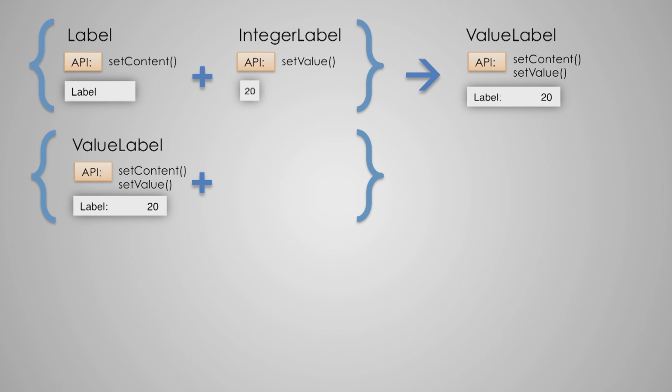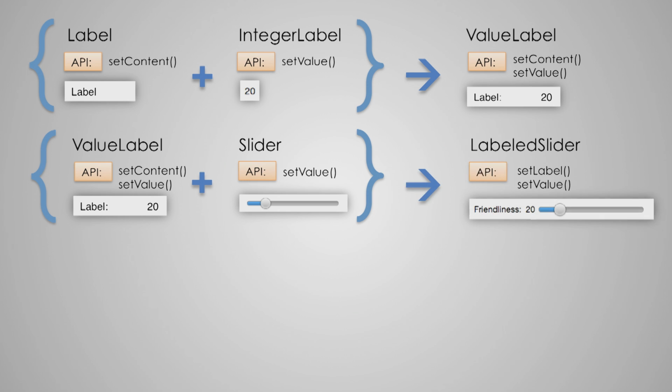So we can take this value label and then combine it with a slider that we just made, right? Now we can combine those two into a new thing called a labeled slider. Okay, now it gets a little more interesting because in the implementation of the labeled slider, we can handle events coming up from the slider to automatically change the value of the value label. So we've now composed two components and then added more functionality to create a brand new component called this labeled slider. Okay, so we'll keep going.